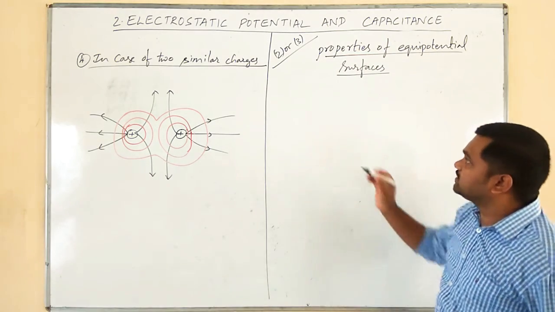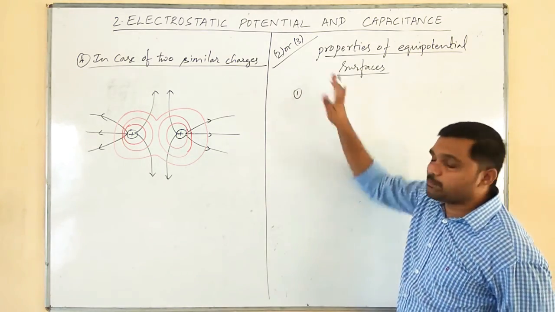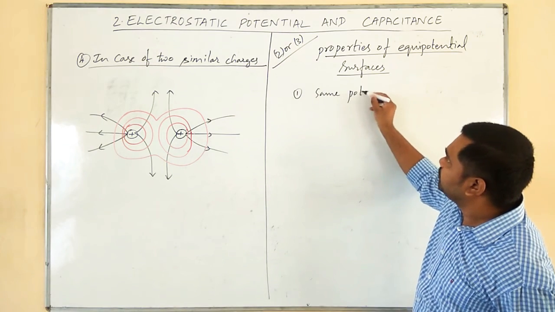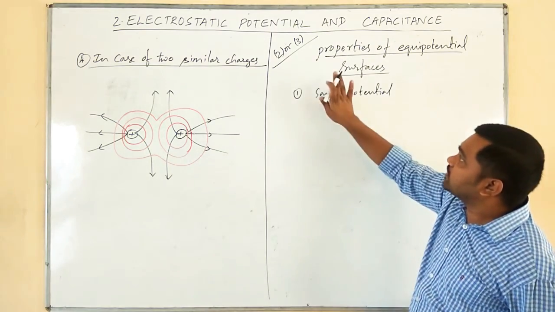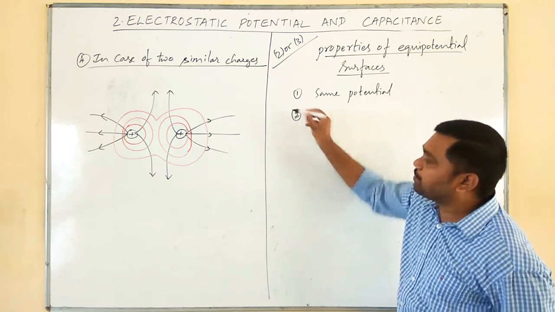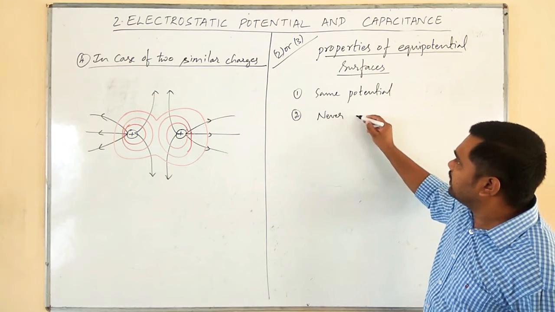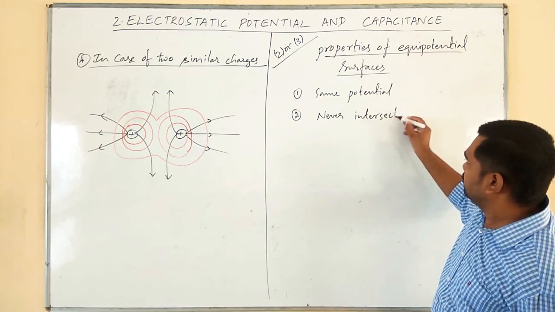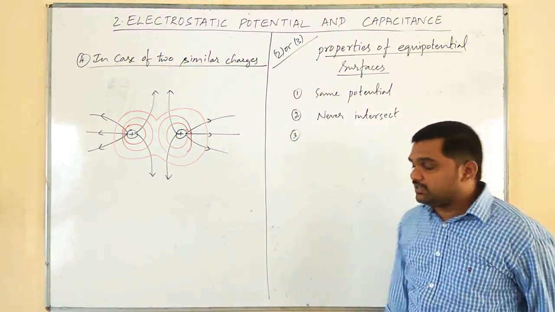First property, what can we say? Each and every point on the equipotential surface has the same electric potential. That is the first property of equipotential surfaces. The second property says that they never intersect each other.